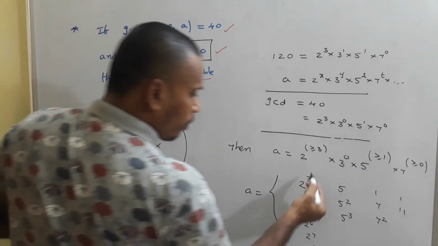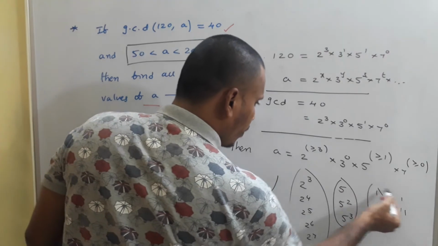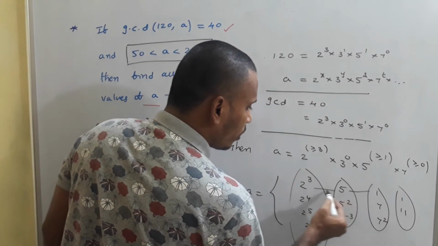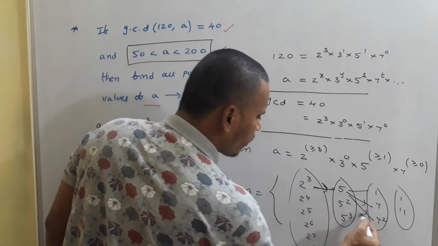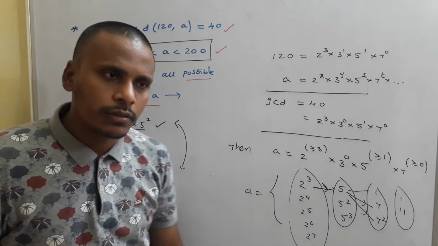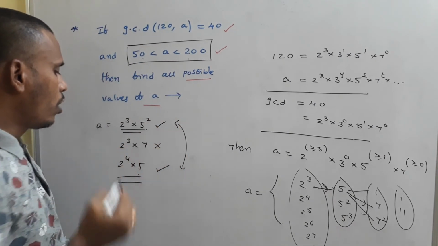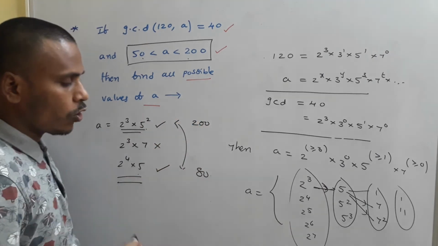You just multiply these numbers with these along with this and then you go on like that. 2 cube into 5 into 1, 2 cube into 5 into 7, 2 cube into 5 into 7 square. Like that you can get many numbers. But the numbers which are in between 50 and 200 are these two. One number is 80, other number is 200 actually.